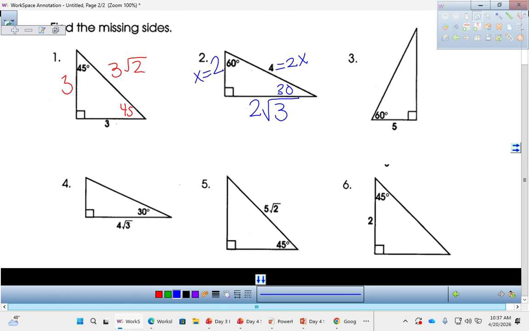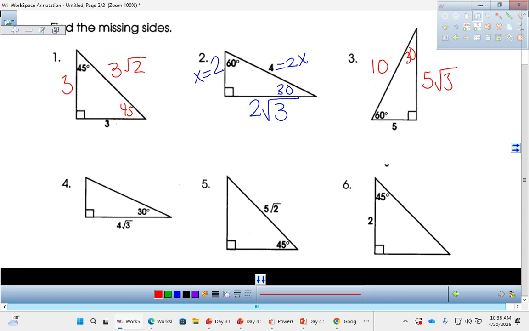Questions on that one? All right, so the third one is another 30, 60, 90. I know that because I've got a 60-degree angle. So in the 30, 60, 90, your main side length is opposite of the 30. So my little leg is 5. That's the important one. The hypotenuse is double that. So 5 times 2 is going to give me this one. And then across from my 60-degree angle, the side length is my little side length times root 3. So this one's 5 root 3. Pretty straightforward on that one.